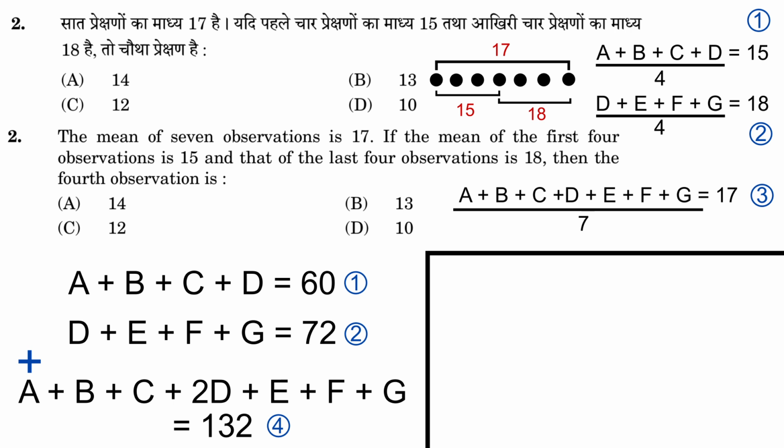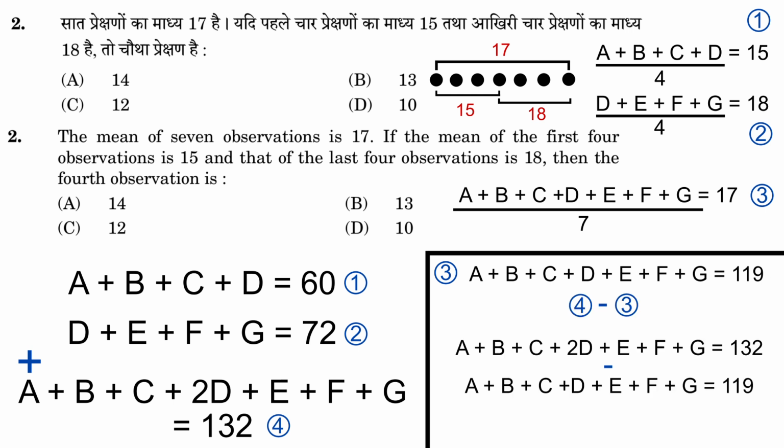So as you can see, equation 3 and 4 are quite similar. Firstly, I'm going to make number 3 a bit friendlier, so I'm going to times both sides by 7. So A plus B plus C plus D plus E plus F plus G is equal to 119. And from here, if we do 4 minus 3, we can see pretty much everything is going to cancel out. So when we have 4 minus 3, we can have them here, and we can see that the A will cancel out, the B's will cancel out, the C's will cancel out. Everything's going to cancel out apart from the 2D and D and 132 and 119.